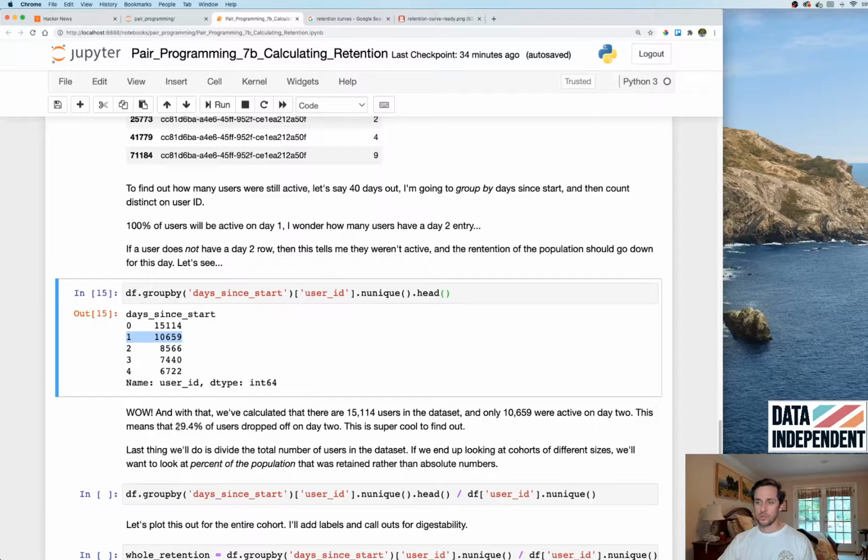That means that 29% of people dropped off. Okay, cool. So now we have our next day retention already, just like that. Simple, which is really sweet.